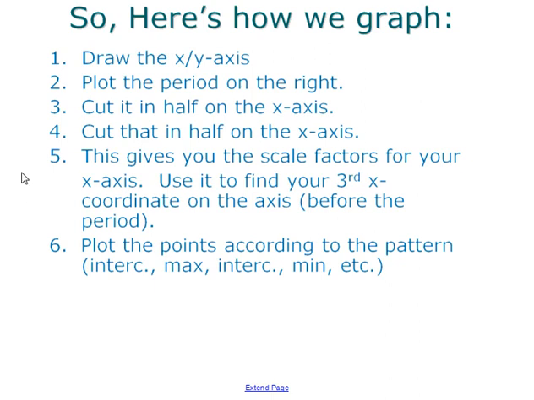So here's how we're going to graph. We're going to draw our x and y axis. We're going to plot the period all the way to the right. We're then going to cut that number in half. That's going to be the midpoint of our period. And cut that in half again, and that's going to be a quarter of a point, or 1/4. And that's the scale factor, meaning that's what the graph is going to go up by on the x-axis.